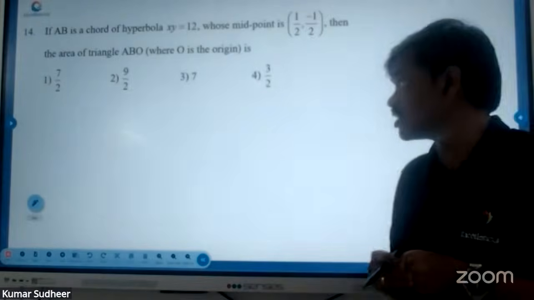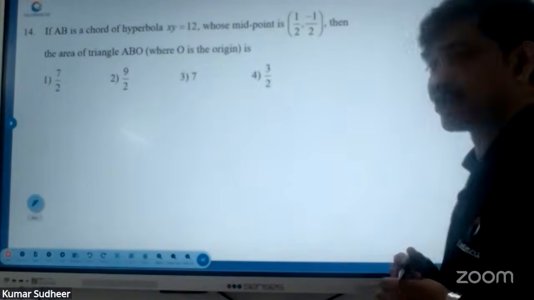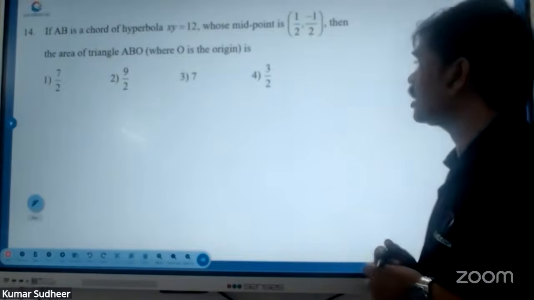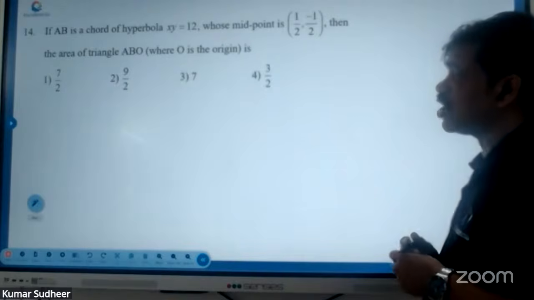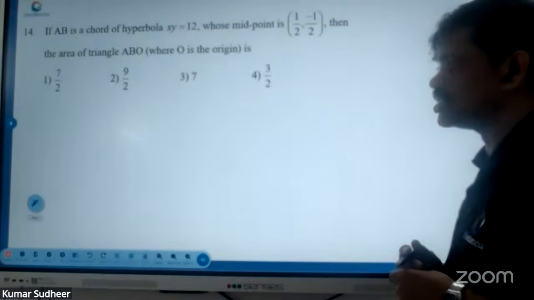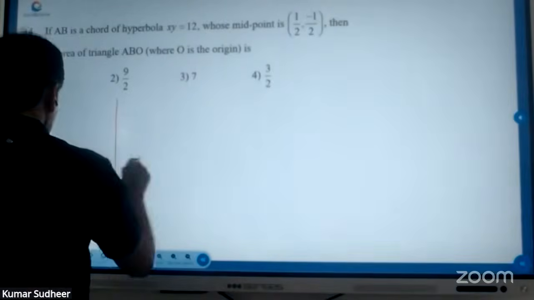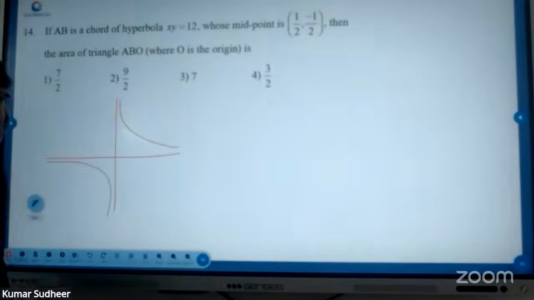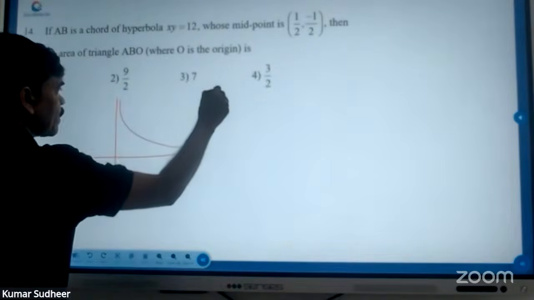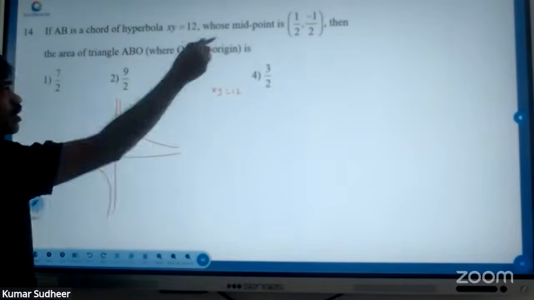Again, geometry. If AB is a chord of the hyperbola xy equal to 12, a rectangular hyperbola given, whose midpoint is 1 by 2 comma minus 1 by 2, then what is the area of the triangle ABO? So we have a rectangular hyperbola, xy is equal to 12.